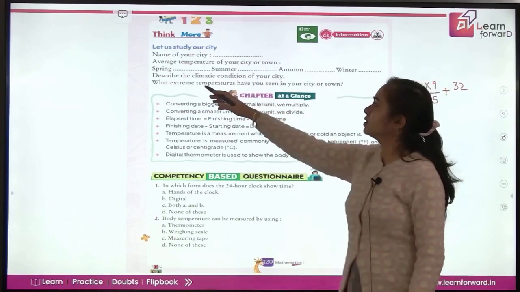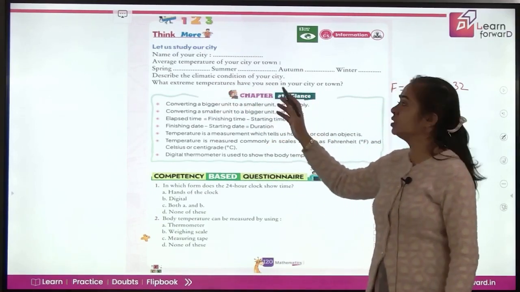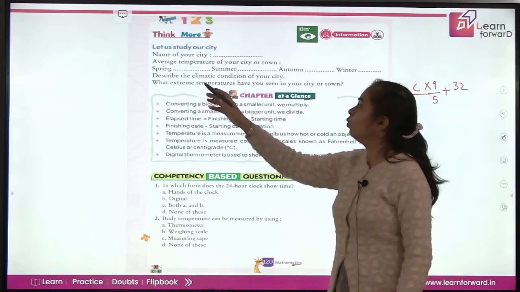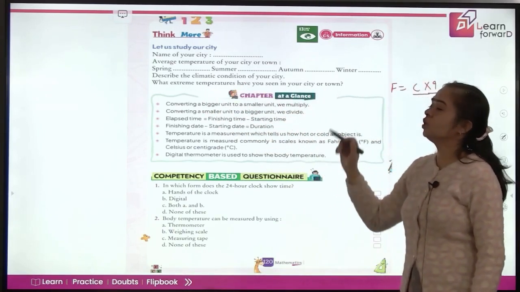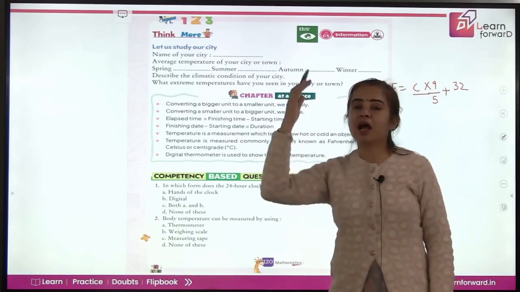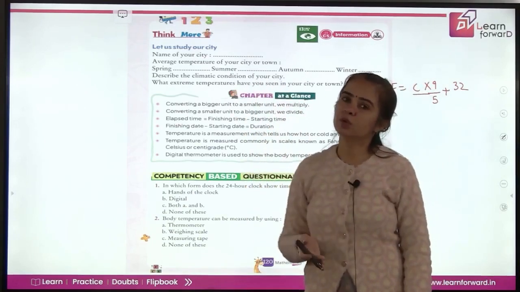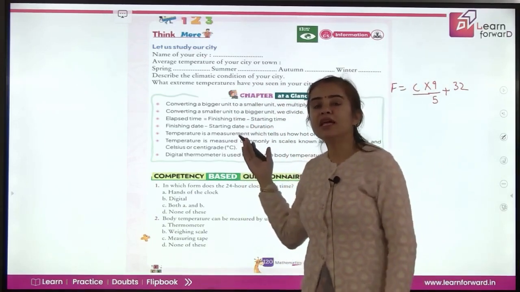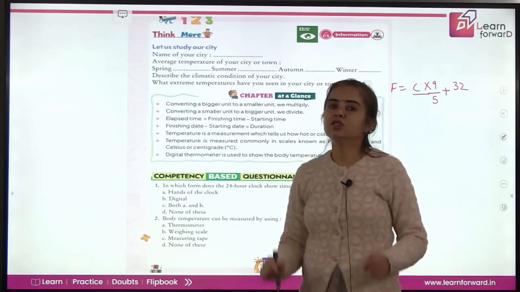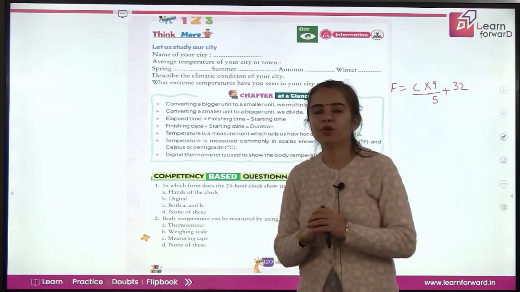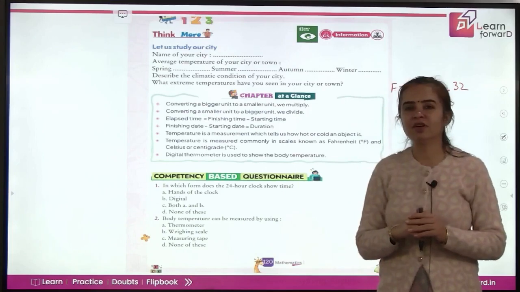yourself. Describe the climatic conditions of your city. How is the climate there? And what extreme temperatures have you seen in your city or town? May it be the highest in summers or the lowest in winters. So, you have to write those extreme temperatures here. So, I am sure you will love to explore your own city regarding the temperature and weather.